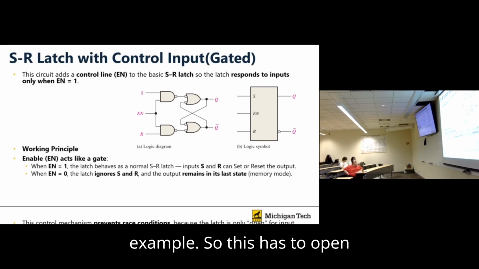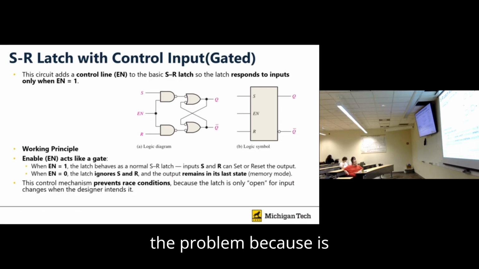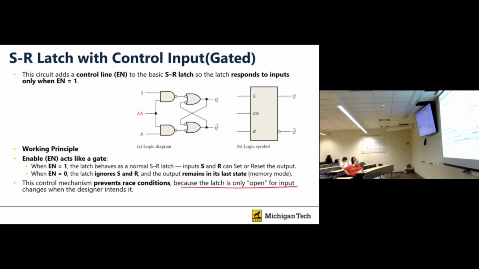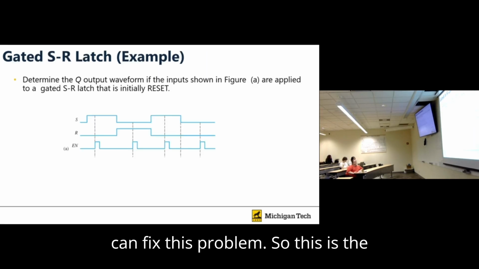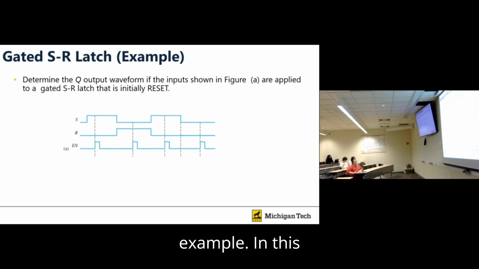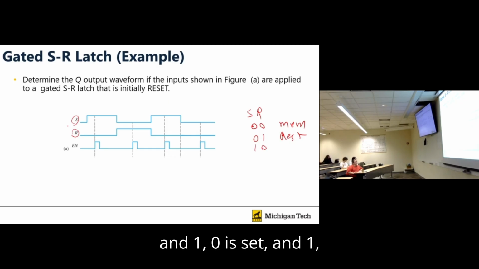So let's do this example. This helps solve the problem because enable can change when the designer needs it. That's why we can fix this problem. So this is the example. In this example, for SR, 0, 0 is memory, 0, 1 is reset, and 1, 0 is set, and 1, 1 is invalid.